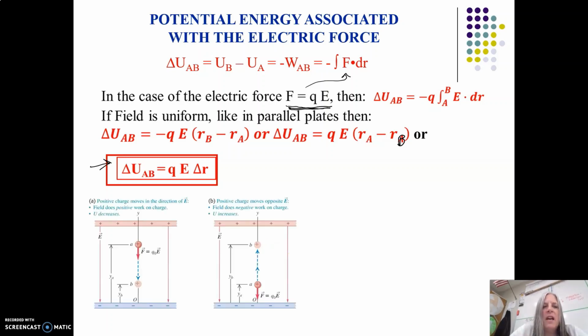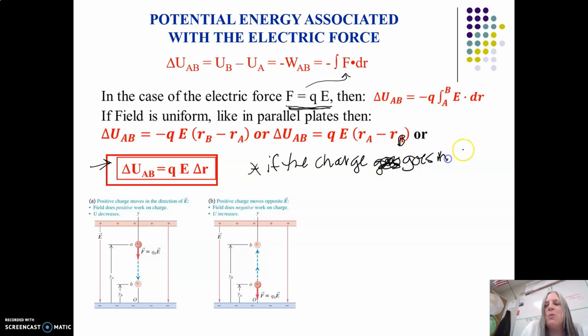Now, a couple interesting things about this. As I said, when the work done by the electric field is positive, the potential energy decreases. And if we move the charge in the opposite direction of the electric force, not necessarily the electric field, because negative charges always move the opposite direction, then the electric potential energy increases. So this is what I want you to think of. If the charge goes in the direction it wants to go.